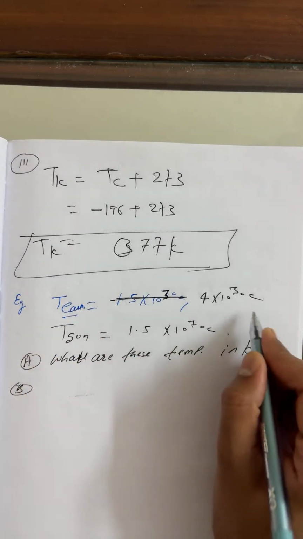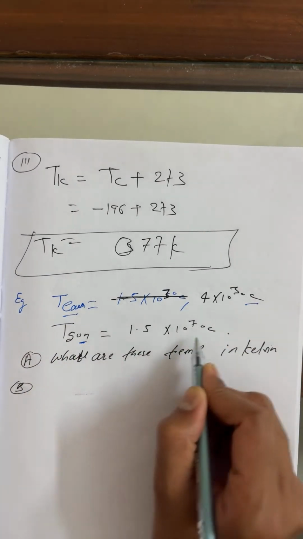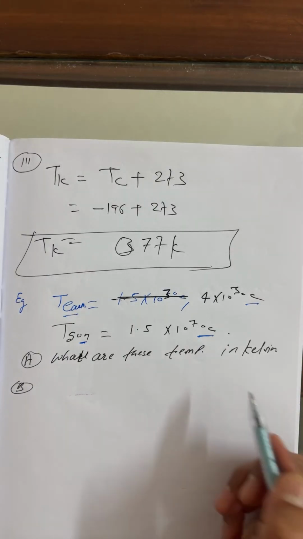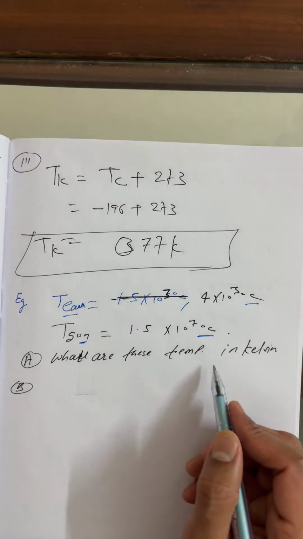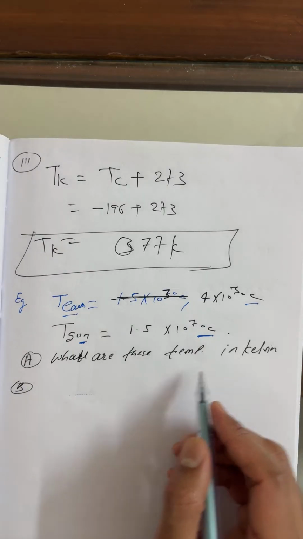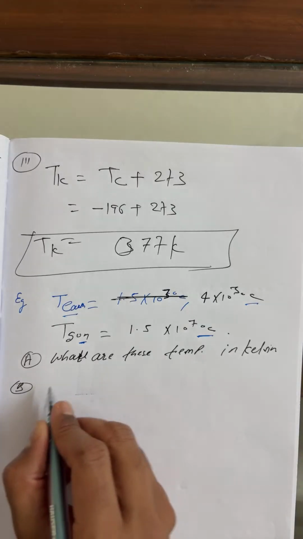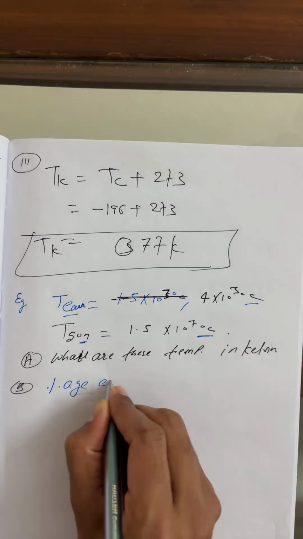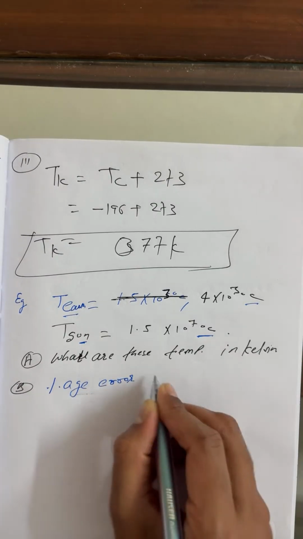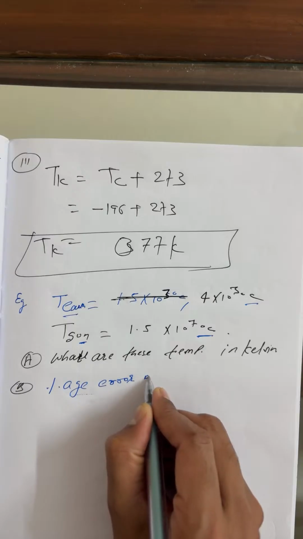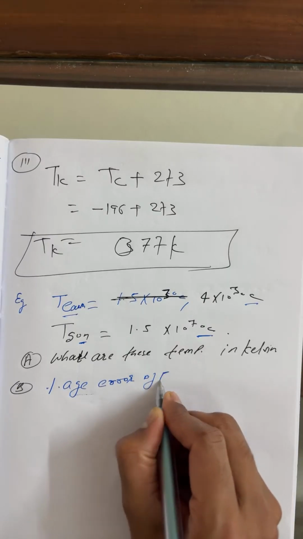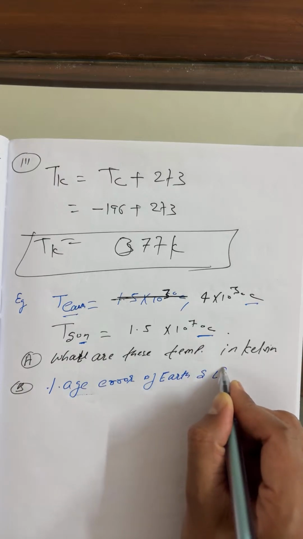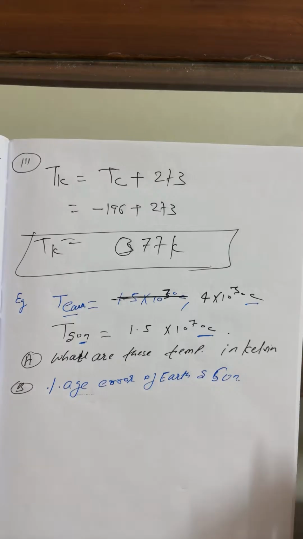This is the temperature of Earth in degree Celsius, and the temperature of Sun in degree Celsius. You have to convert this temperature into Kelvin. Next, you need to find the percentage error for both of the cases, Earth and Sun.